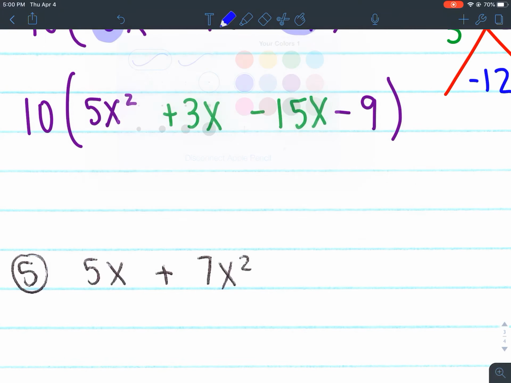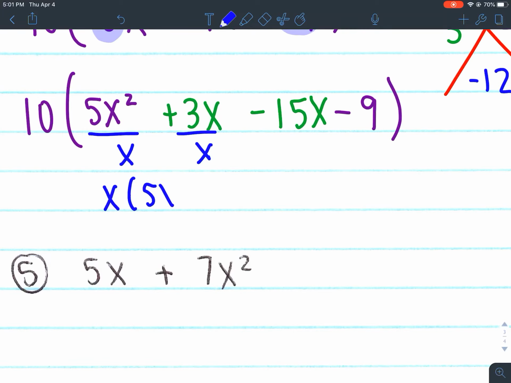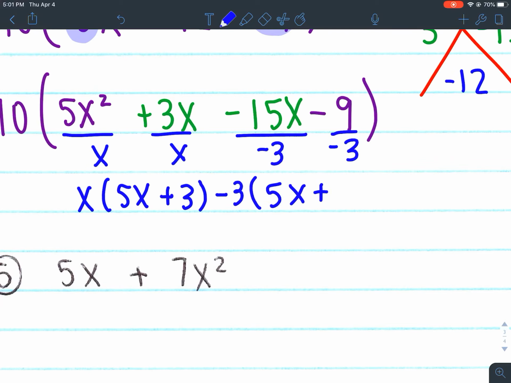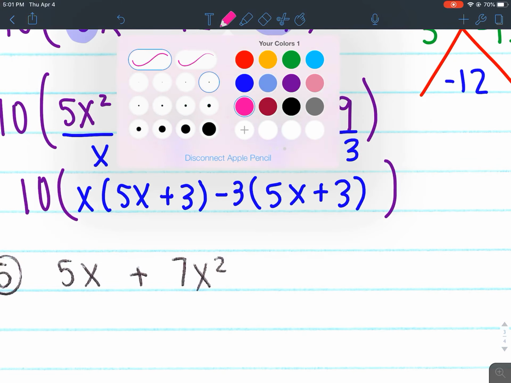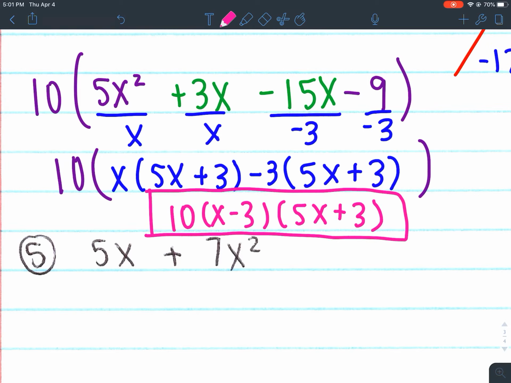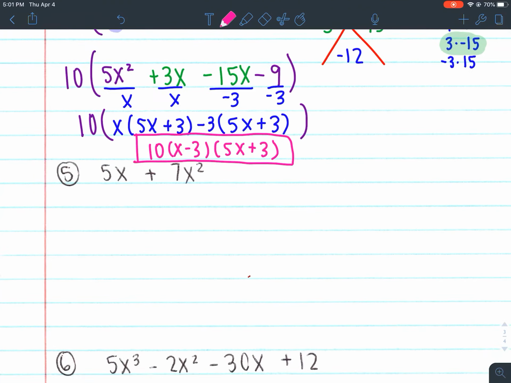And then I do factor by grouping. So I have that here. The most I can take out is an x. So I have x, and then I have 5x plus 3. And then on the second part, I can take out a negative 3. So I have negative 3 on the outside. We have 5x plus 3 on the inside. Don't forget about that 10 that's already out there. And I'm going to rewrite my parentheses. So I have x minus 3, 5x plus 3, and then I have the 10 just out there. And that is my final answer.